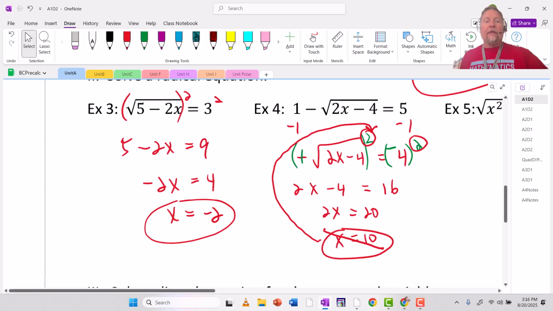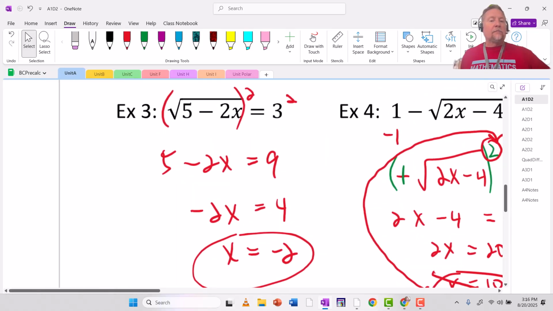You got to be careful about this section, and that's why I have a blank over there. For square roots, whatever you do to one side, did you say do to the other?